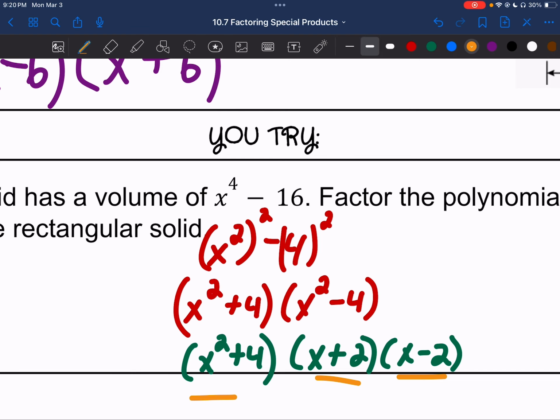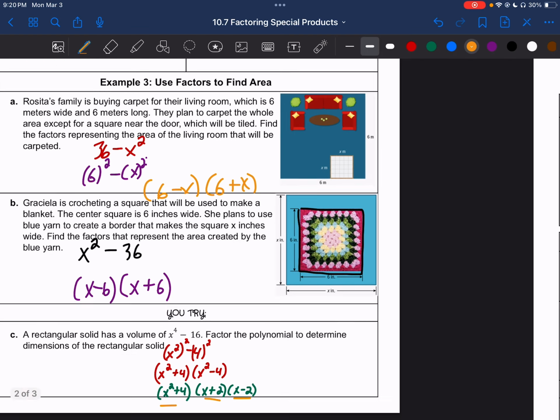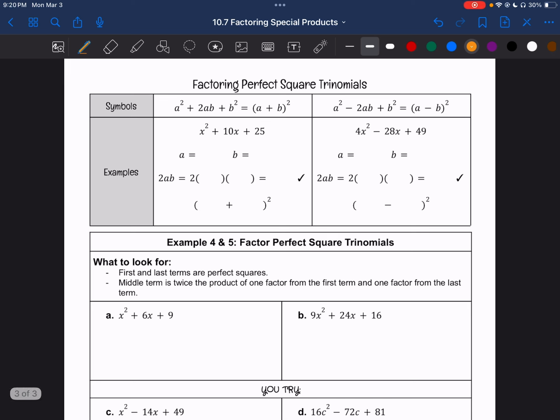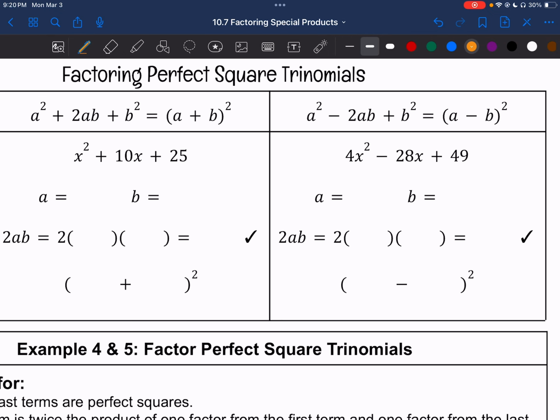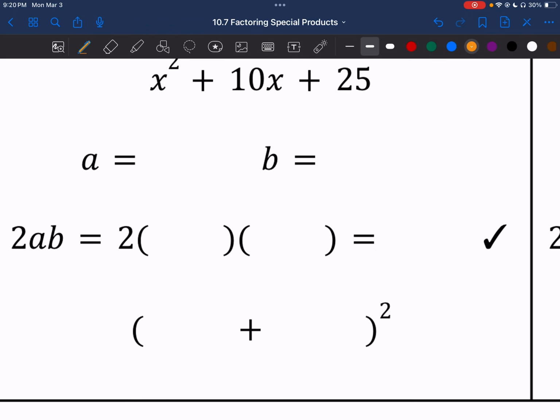All right, so we're going to go ahead and take a look at our last page of these notes for today. We've got factoring perfect square trinomials. So in this case, if you have a squared plus 2ab plus b squared, your trinomial is going to be the quantity a plus b squared. And if you have a squared minus 2ab plus b squared, it's going to equal a minus b, the quantity squared.